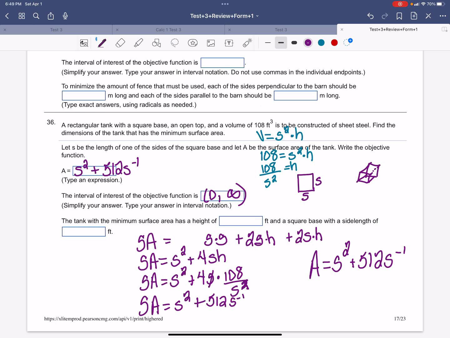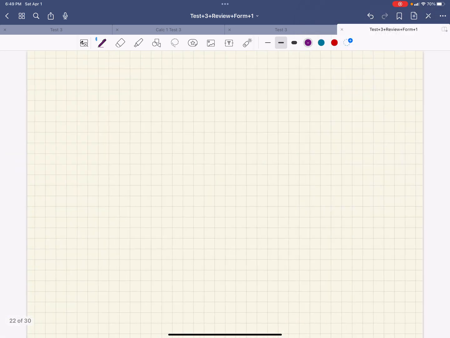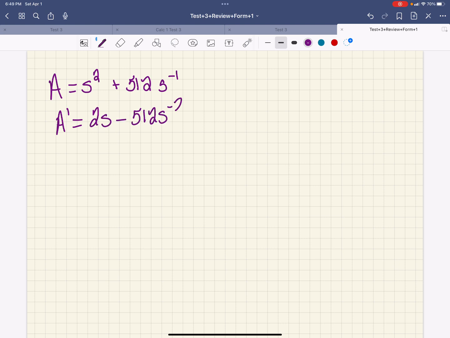Now I'm going to need to go to the next slide so that we can write some of this out. So we've got our function. I've got A equals L squared, or S squared, I'm sorry. When I was working this out, I used L. So let's do S squared plus 432 S to the negative 1. Now we're going to take the derivative of that. So I have A prime equals 2S minus 432 S to the negative 2.